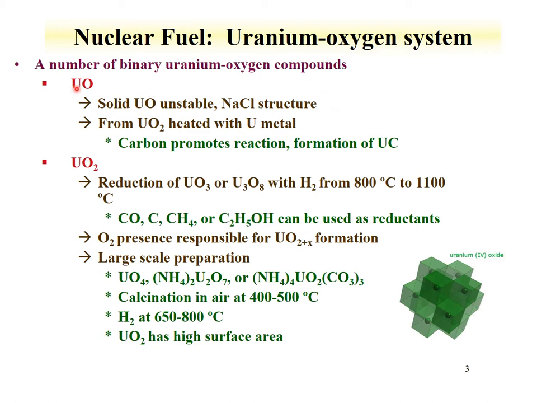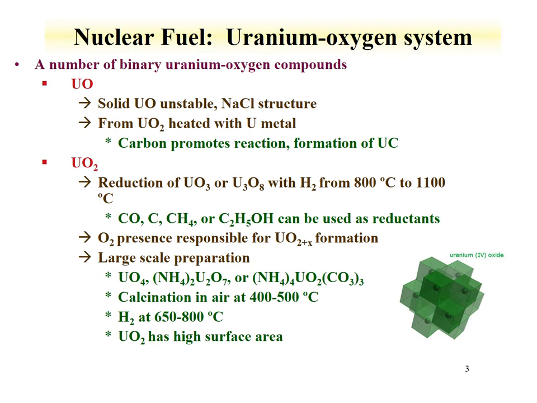Simple one, the uranium monoxide. It's very unstable. It has the sodium chloride structure. And you can form this by heating UO2 with metal. However, it's not a particularly stable system and tends to be a surface species.